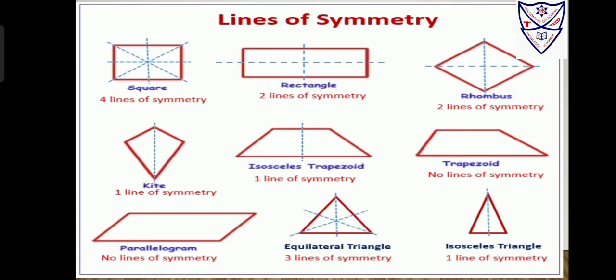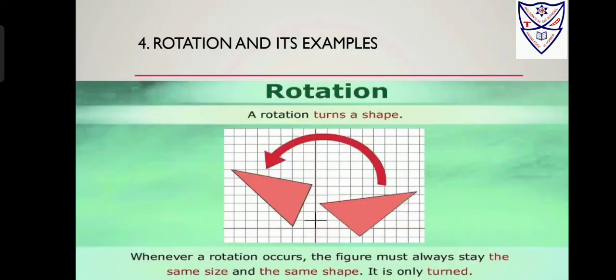Then trapezoid, no line of symmetry, because if you fold it into two equal parts, it does not fold properly, it will not come to exact half. Then parallelogram, there is no line of symmetry. Then equilateral triangle, we can have three lines of symmetry. And in the isosceles triangle, we have one line of symmetry.